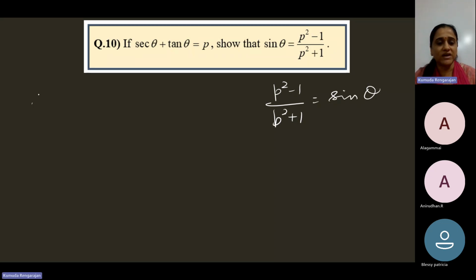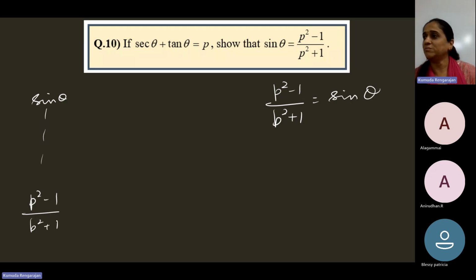I'm saying don't work with sine theta. Don't take sine theta and try to get p square minus 1 by p square plus 1. Sine theta is the simplest form, right? So what will you do with that? Don't try to work with sine theta. Read it the other way. It may be given like this, but you read it the other way: show that p square minus 1 by p square plus 1 is equal to sine theta. And we are given the expression for p.